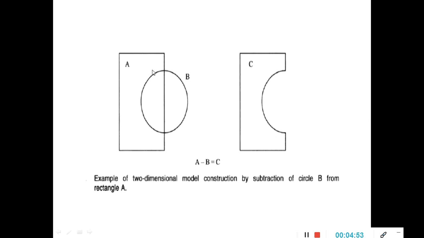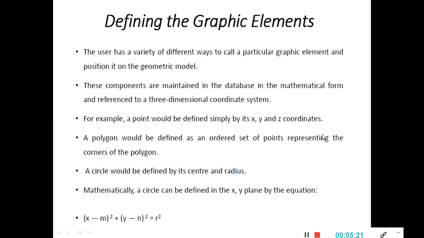Got the idea? This graphics package has different elements, for example, a rectangular element and a circular or oval element. In this particular case, we are constructing the required model by subtracting this B part from the A part, so that we can have the final required part as C. In this way, the different elements are used in a graphics package system. Defining the graphic elements.